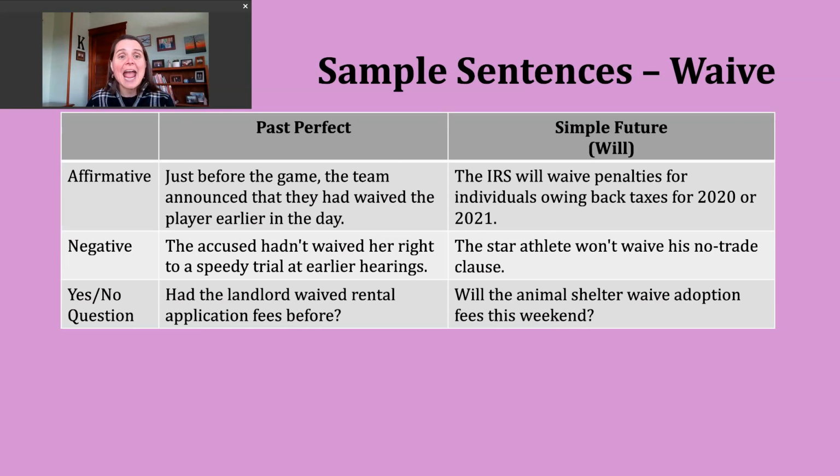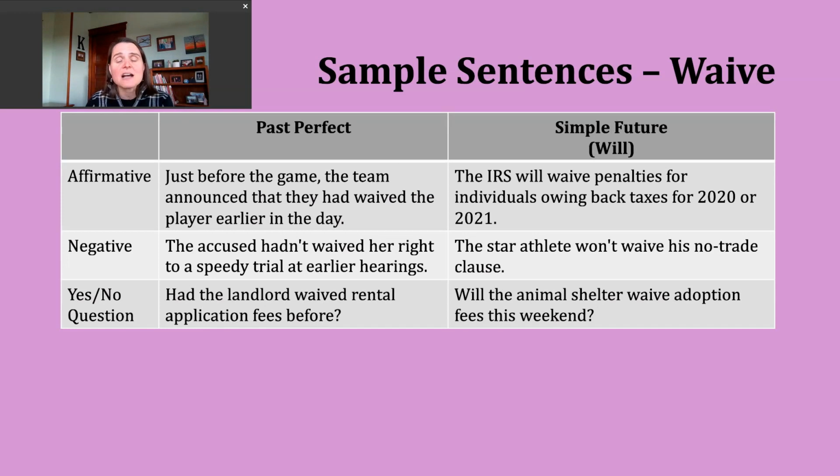So we're going to move on and practice making verbs in two different verb tenses. Today we're going to practice the past perfect and the simple future. Let's start with the past perfect. We use this verb tense to talk about a completed action. And sometimes I have students say, well, Katie, we have the simple past tense for that. I don't need the past perfect.